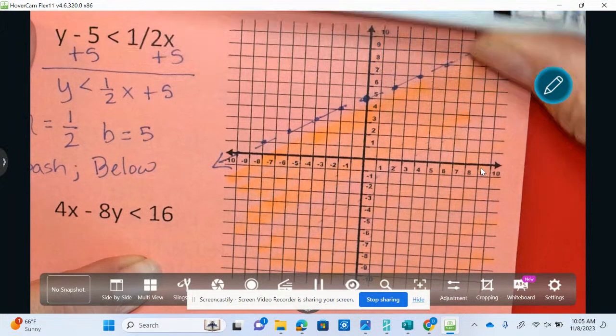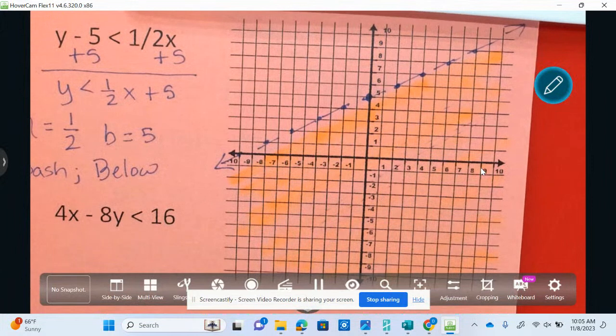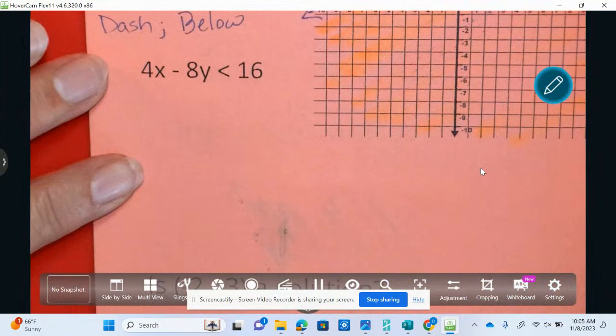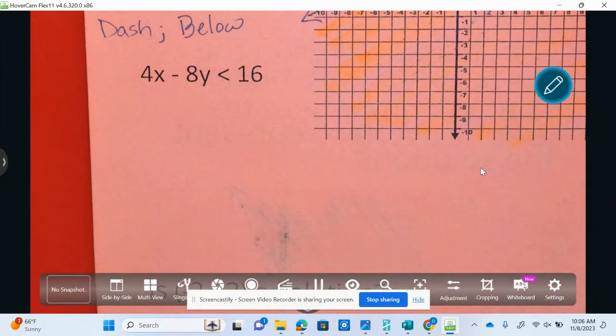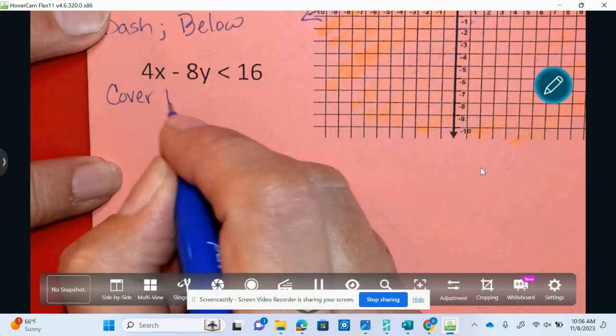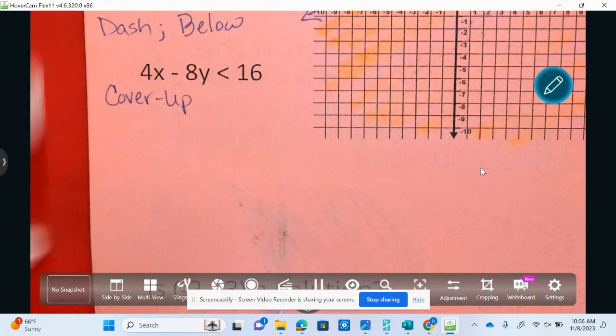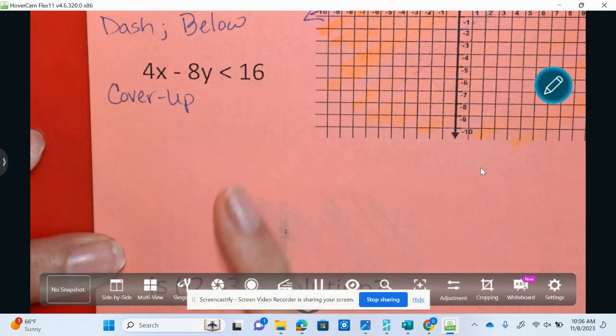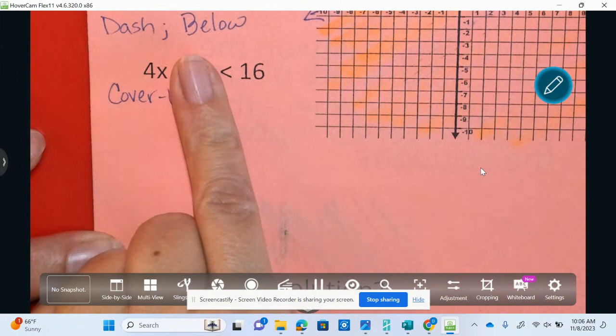For this next inequality, I want to try and use the cover-up method. Do you guys remember the cover-up method? Because that's typically how we solve real-world inequality systems, right? Typically, our equations are given to us in standard form. So remember, the cover-up method is really just using intercepts. If I wanted to find the x-intercept, where it crosses the x-axis, I have to let y equal 0. So I'm just going to cover it up.